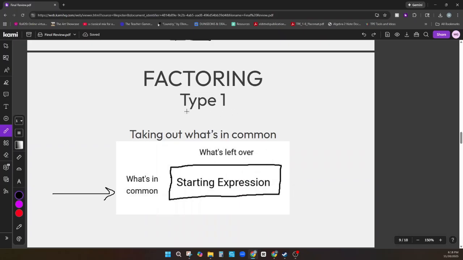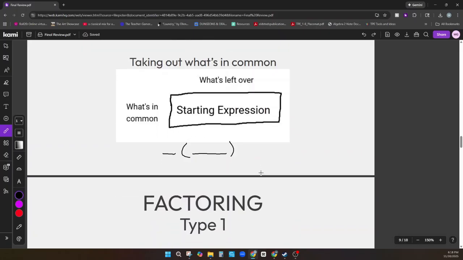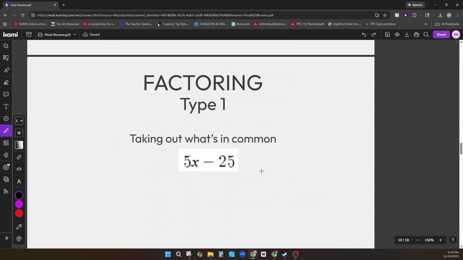So for factoring type 1, we are taking out what's in common, and we are stating what's left over, so that we're going to have some value that we took out, on the outside of our parentheses, and some value left inside of our parentheses. And this is the form that our answer is going to take when we factor this first way, by taking out what's in common. We are given an example here. Pause the video, take a second, and see if you understand how to answer this question, to break up this question.